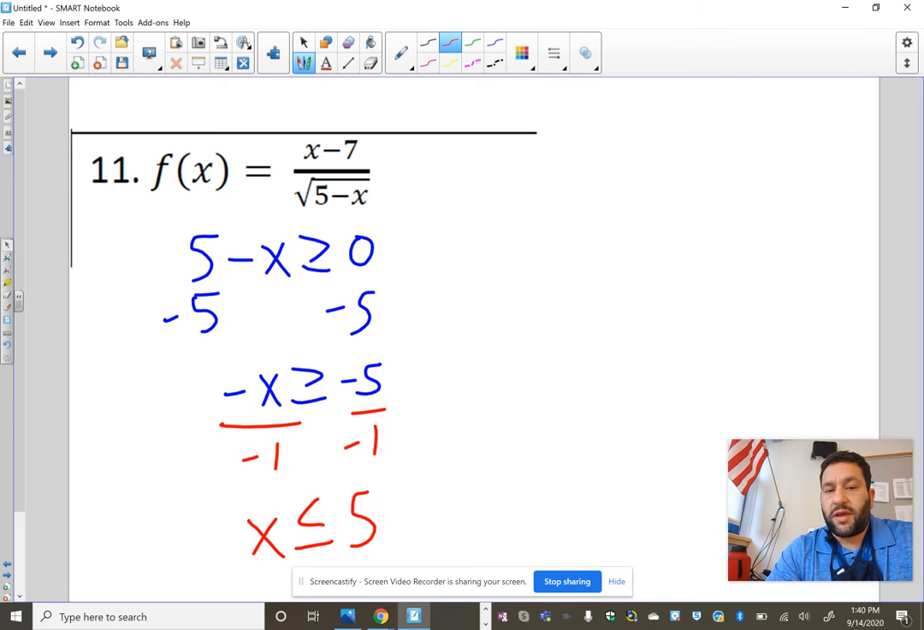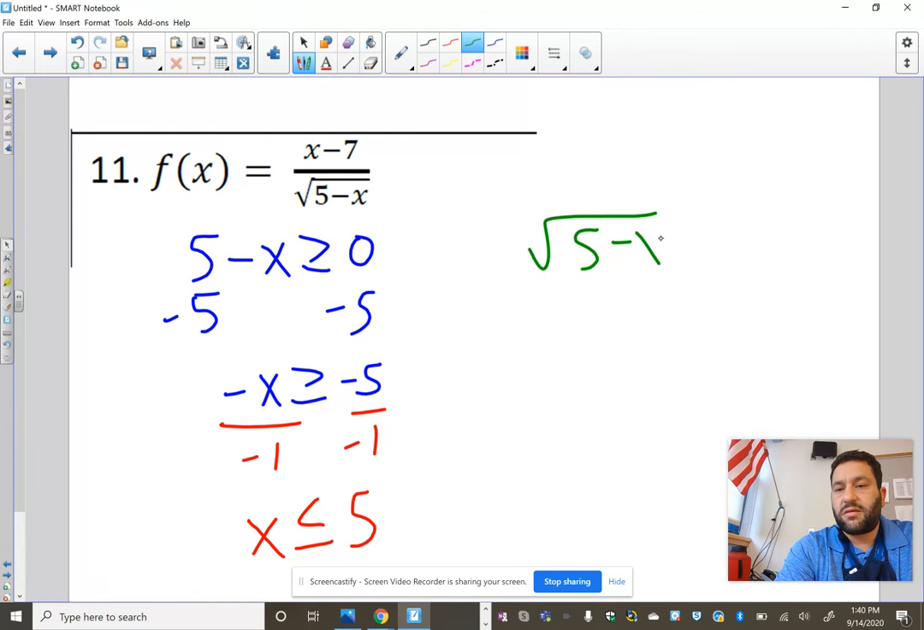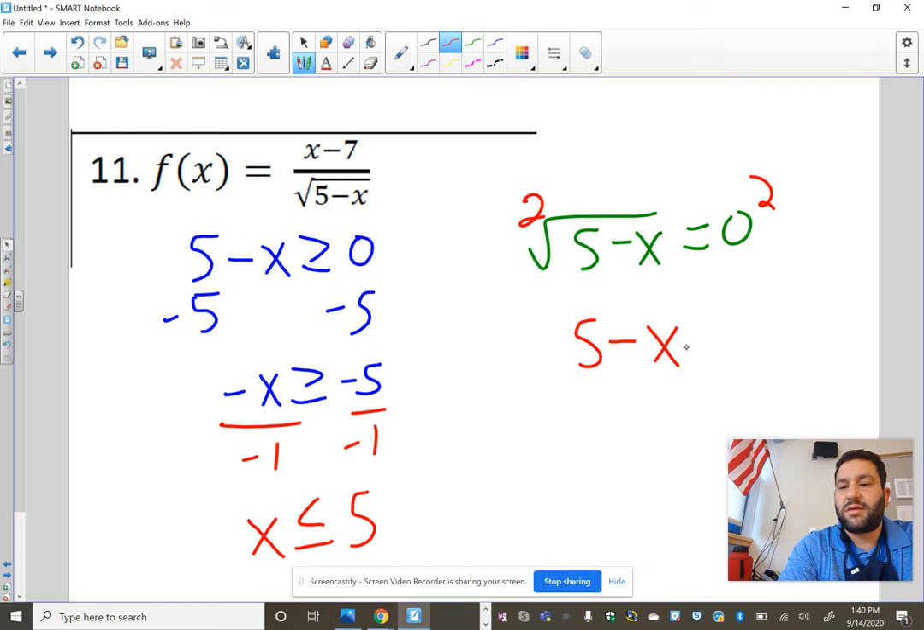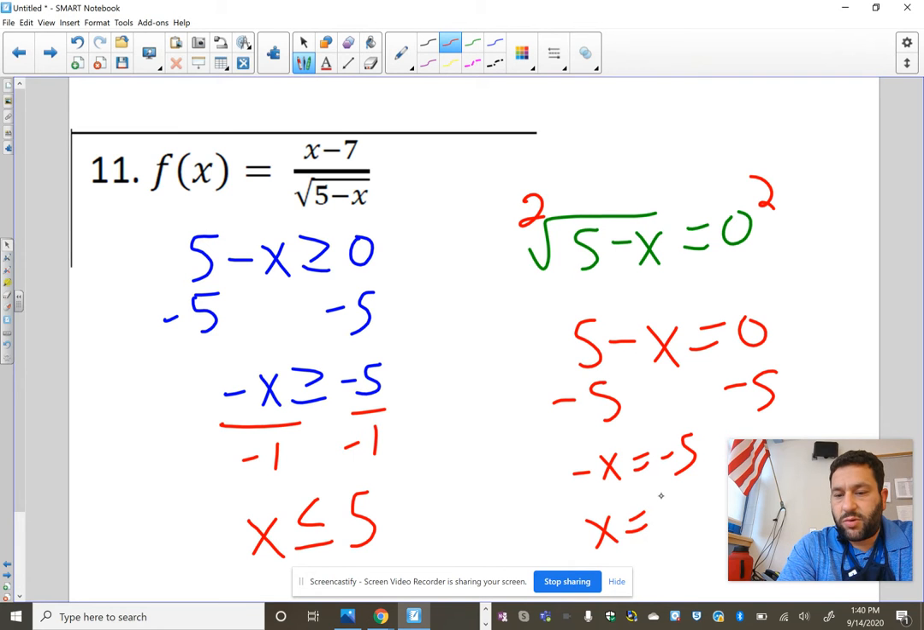The other part of it is to take what's the denominator and set it equal to 0 and solve. So the square root of 5 minus x equals 0. To get rid of the radical, square both sides. So now you have 5 take away x equals 0. Subtract 5. Flip your sign to get x is equal to 5.